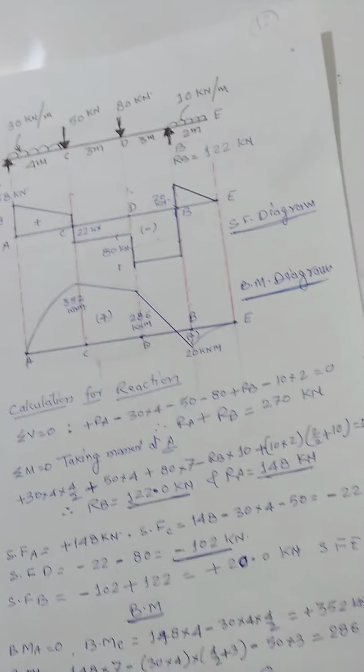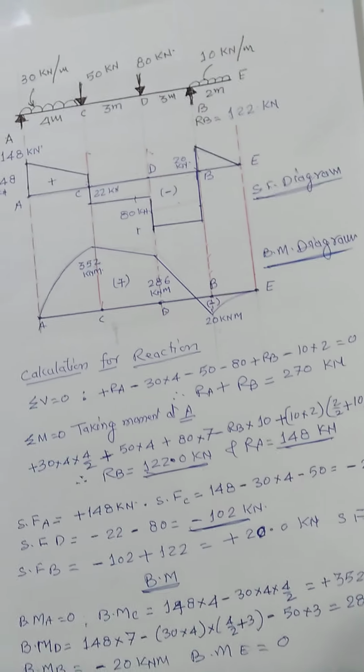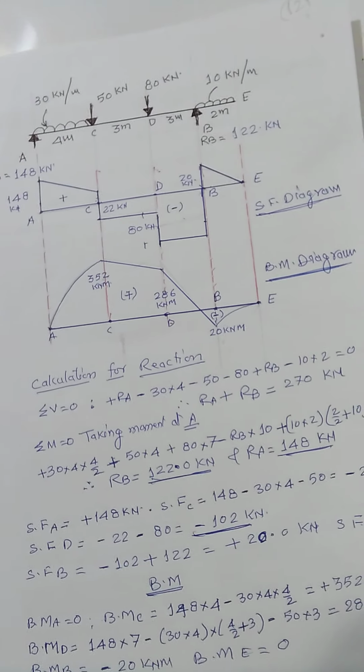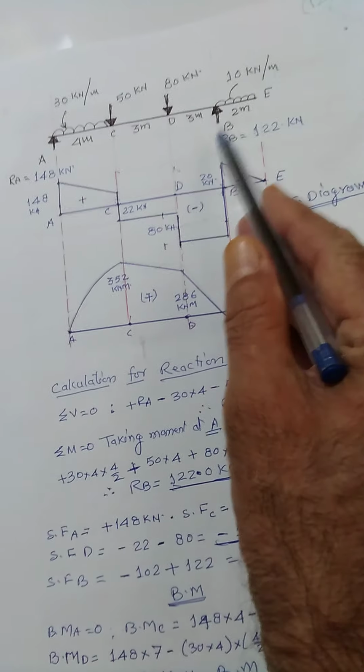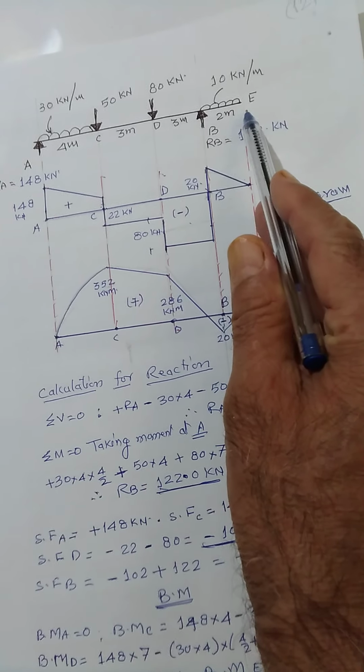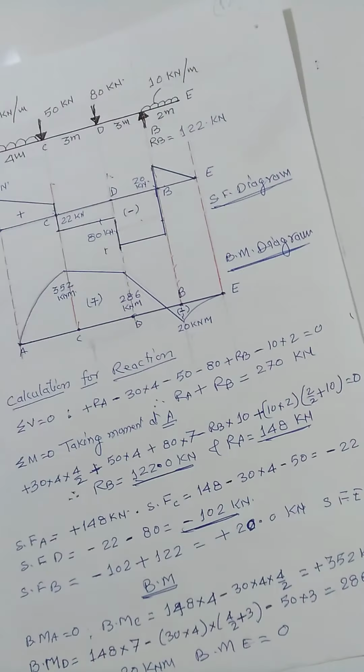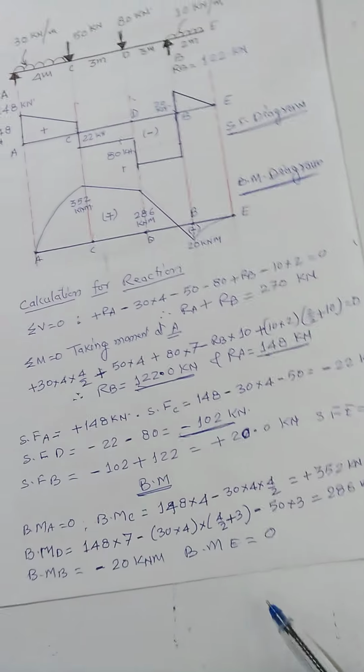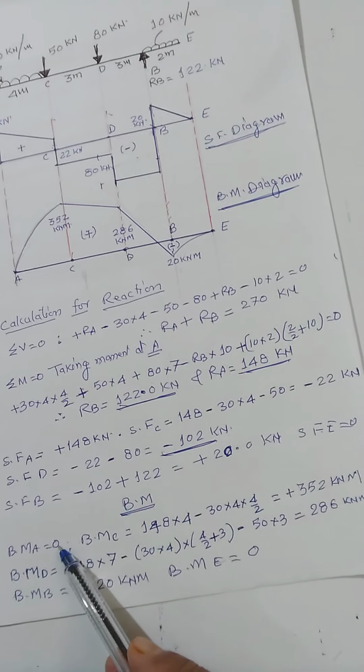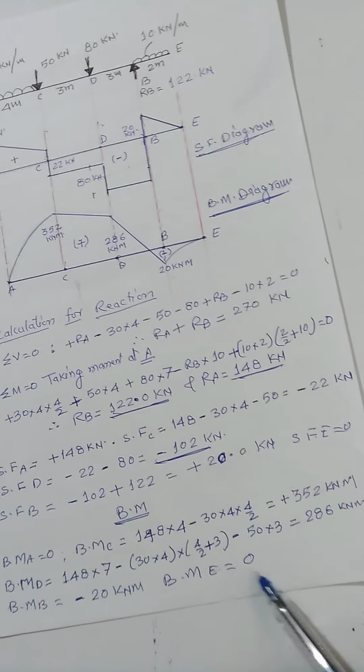And again, same thing, just calculate and you will find the final bending moment at E as well as A must be 0. At A it is 0 and at E also it is 0.